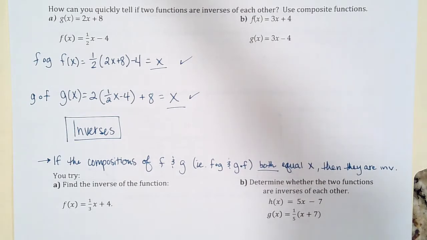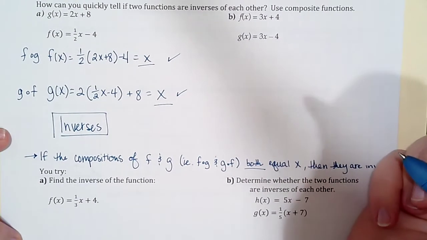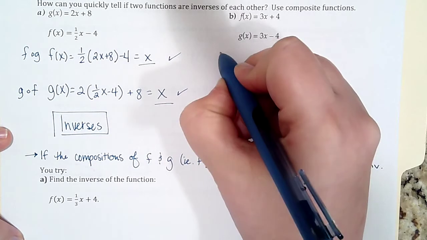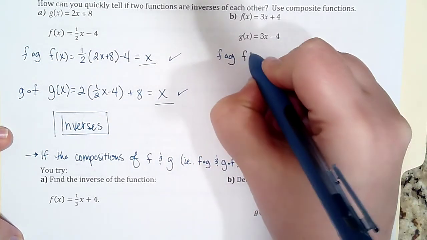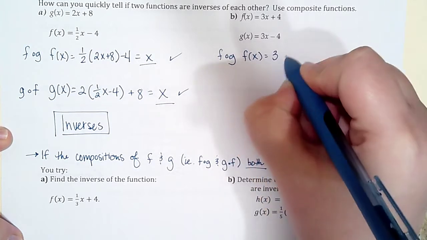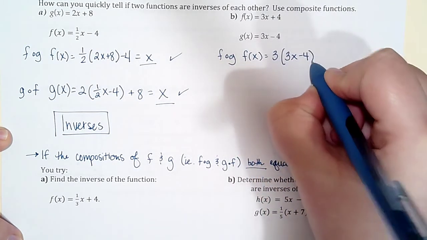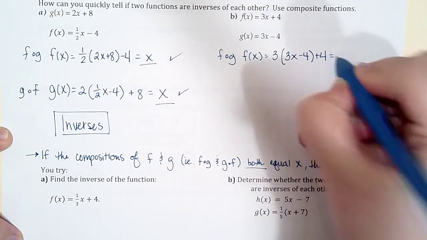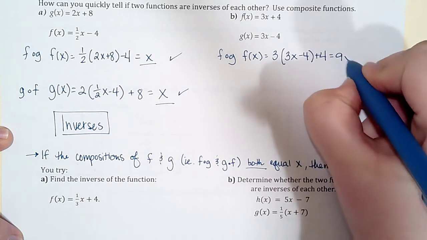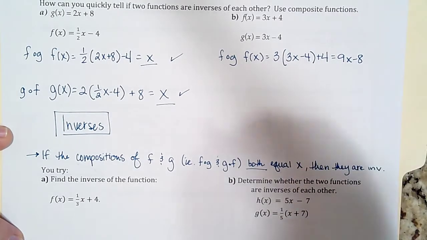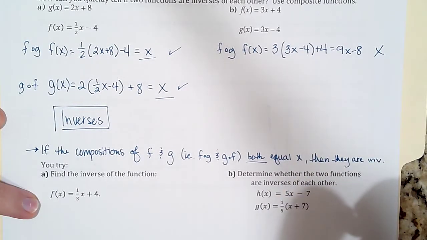Alright, hopefully you paused the video long enough to try those compositions and find out that they are not inverses. Let's do it together. F of g, we're going to take our f of x function, 3x, and plug in our g of x function, 3x plus 4. When I simplify this one, I am going to get 9x minus 8. Already, this does not equal x, which means it's not an inverse.